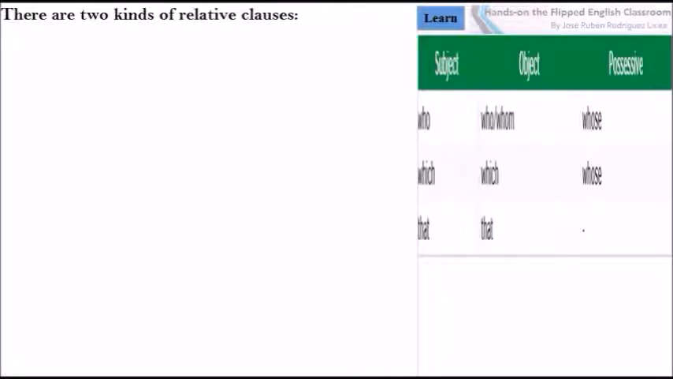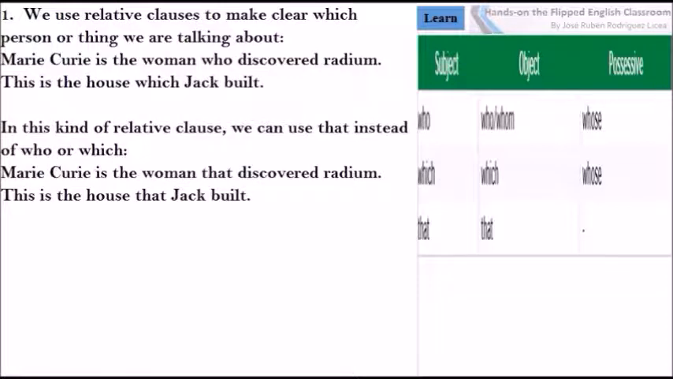There are two kinds of relative clauses. 1. We use relative clauses to make clear which person or thing we are talking about. Marie Curie is the woman who discovered radium. This is the house which Jack built. In this kind of relative clause, we can use that instead of who or which. Marie Curie is the woman that discovered radium. This is the house that Jack built.